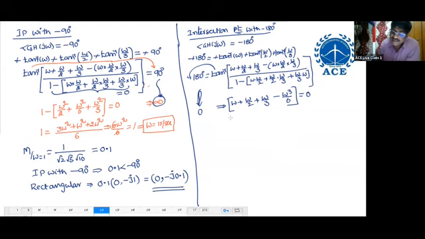Then what can I write? You take LCM 6 here. 6 omega plus 3 omega plus 2 omega equals omega cube by 6. 6 cancels. 11 omega equals omega cube. Omega equals root 11 radians per second.